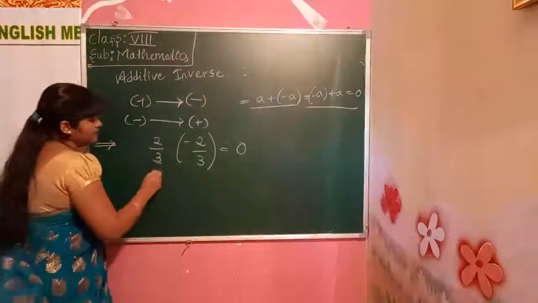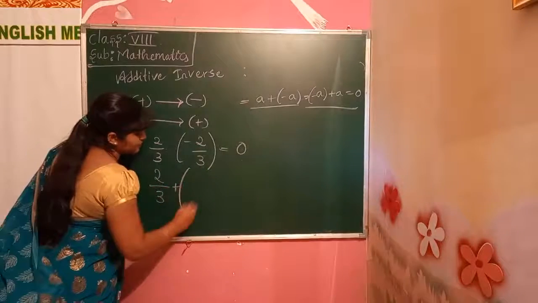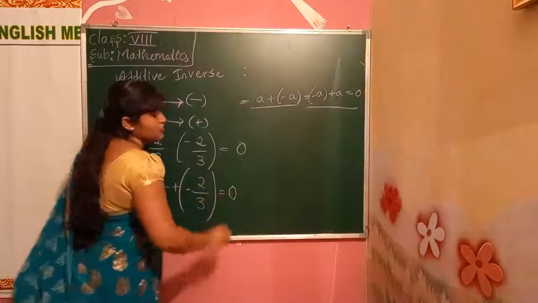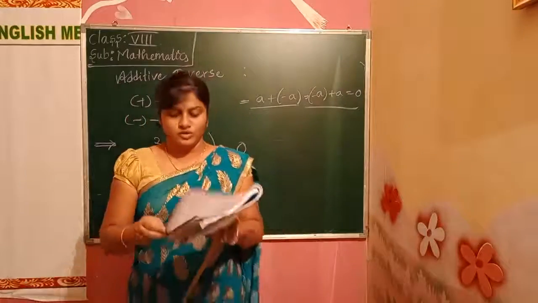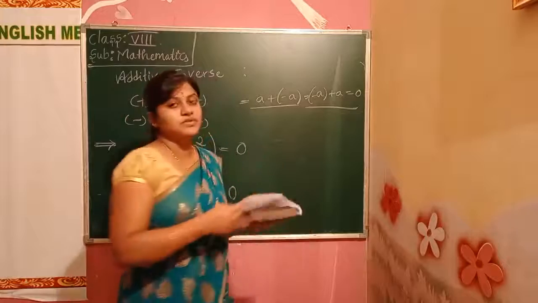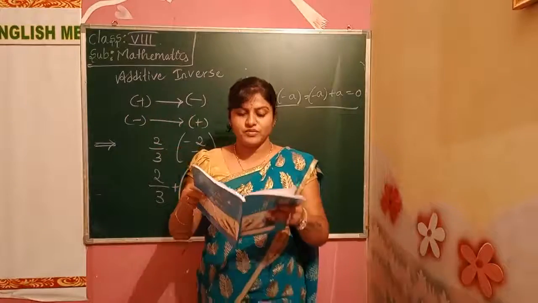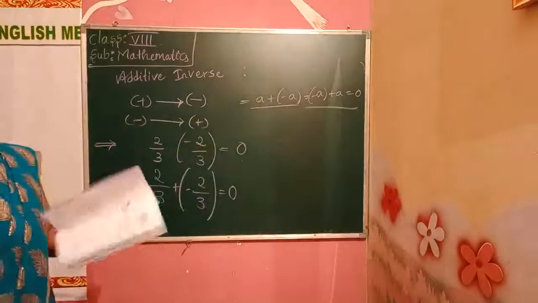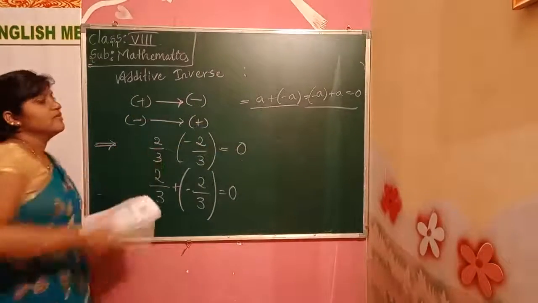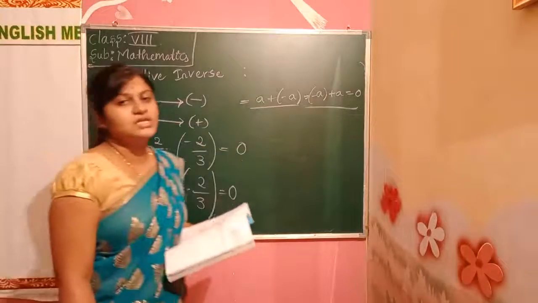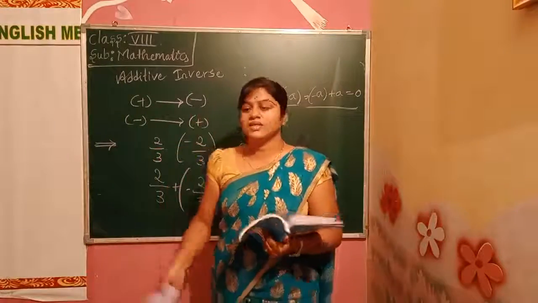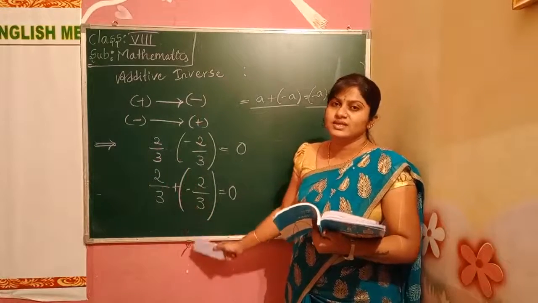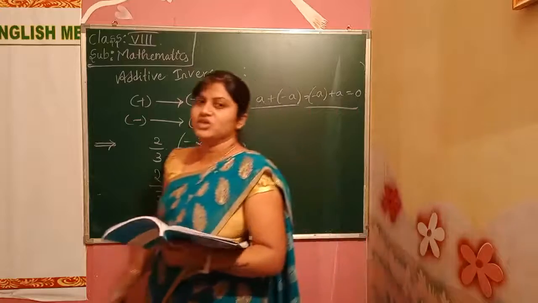When we have numbers like this, what do we get, children? We get 0 only. This is called the additive inverse of 0. Additive inverse means the number will be the same, only we are changing the signs. Whatever number we are taking, that number only it will be, but we are changing the sign.